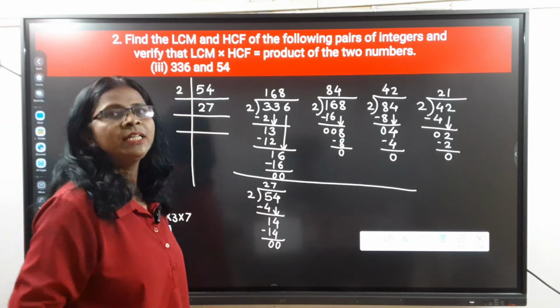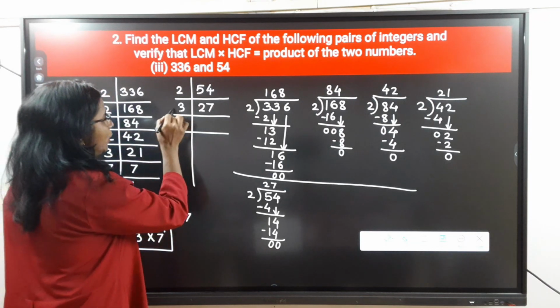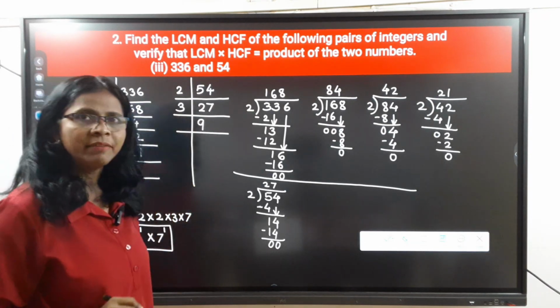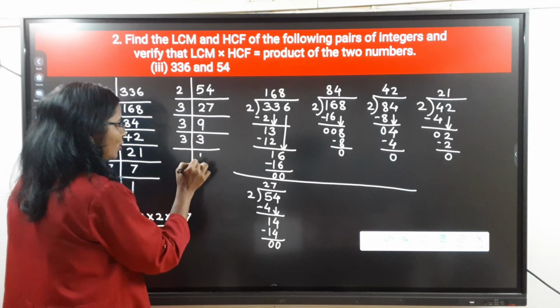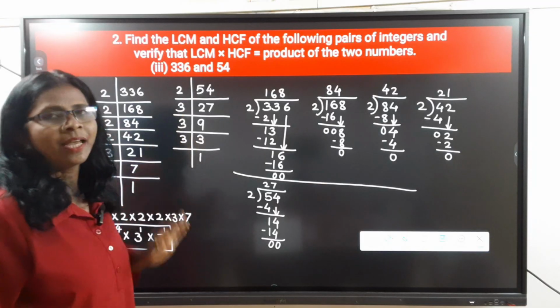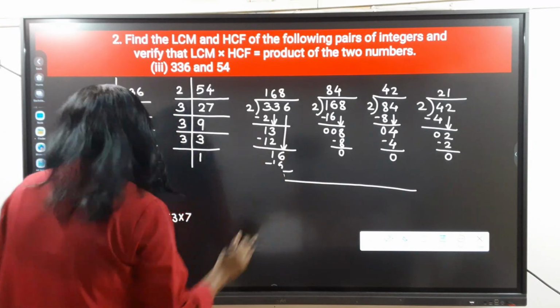Now 27 is not divisible by 2 students, it is divisible by 3. So I write 3 here. So 3 9s are 27. And here students 3 3s are 9 and then 3 1s are 3. So in such a way we factorize 54. So I write the factors of 54 here students.